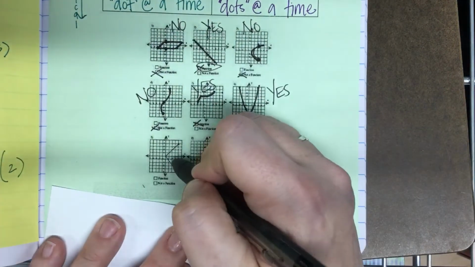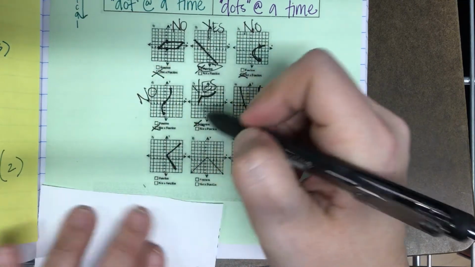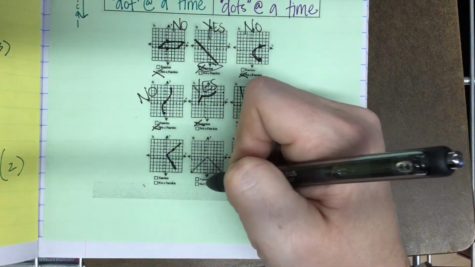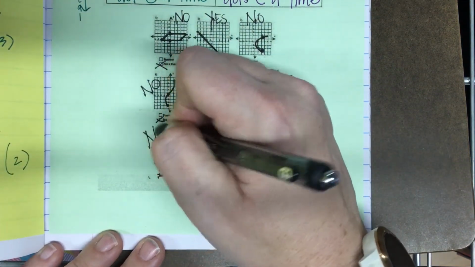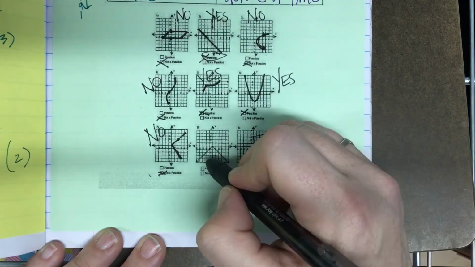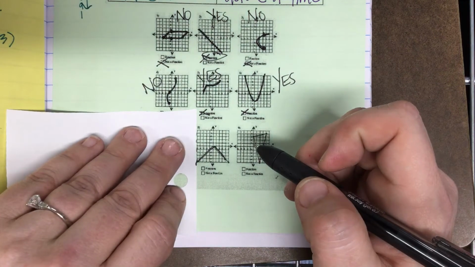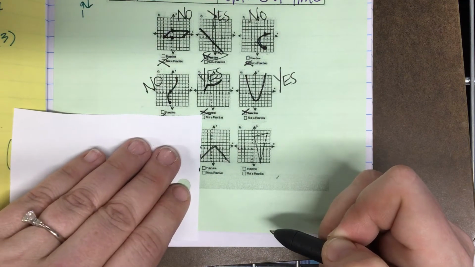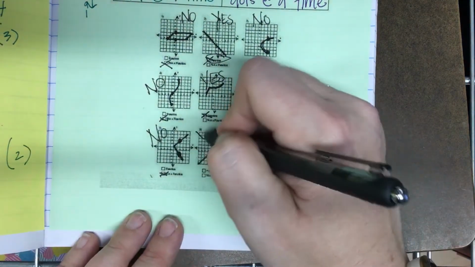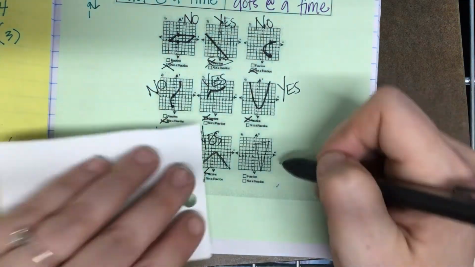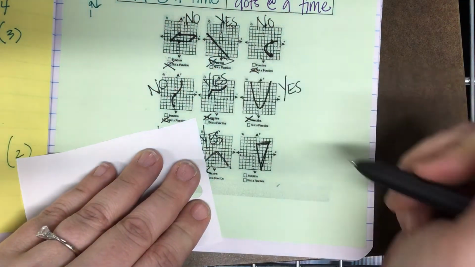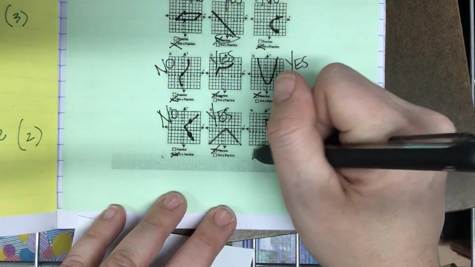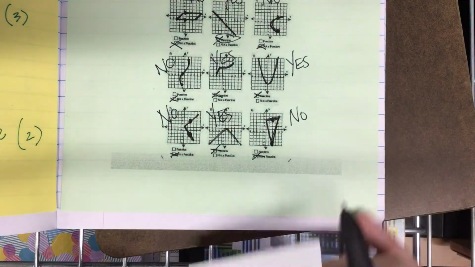The next one's not a function. Yes or no? No. Dots are on top of each other. They're vertical dots. Where is the dot on top? Yes, this is a function. And this guy is a triangle. You have to make the dots yourself. This is no, because there are dots on top of each other.